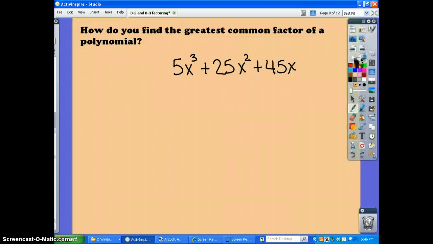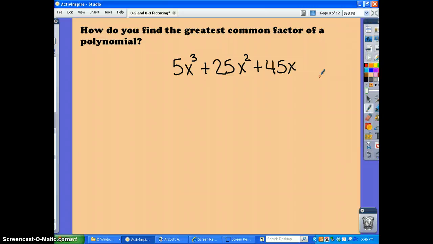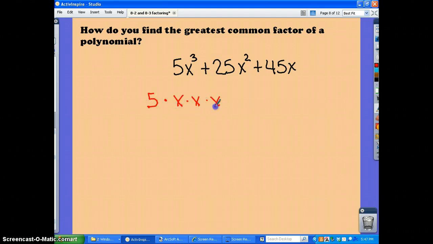Now this one needs to go on the second part of your foldable, the second layer down. How do you find the greatest common factor of a polynomial? What we're going to do is take this problem and break it apart. That's how we're going to find the greatest common factors. So let's take the 5x cubed. When I do that, I'm going to have 5 times x times x times x. That's essentially what this is.